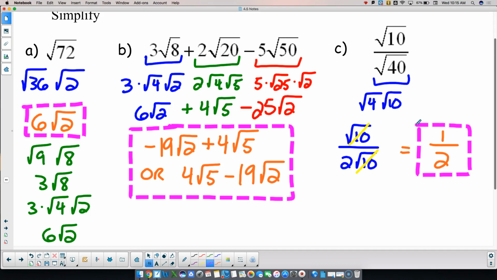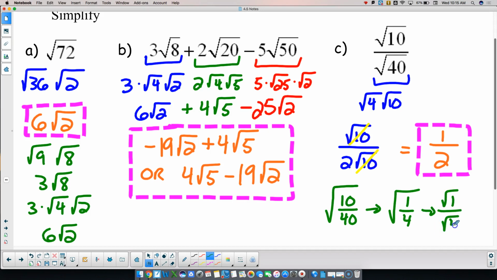Another way of doing it, we could use that property that we had on Monday, and we could write this as a big square root of 10/40ths, which then simplifies to be a big square root of 1/4, which then becomes the square root of 1 over the square root of 4, and the square root of 1 is 1, the square root of 4 is 2, so that leaves me with 1/2.